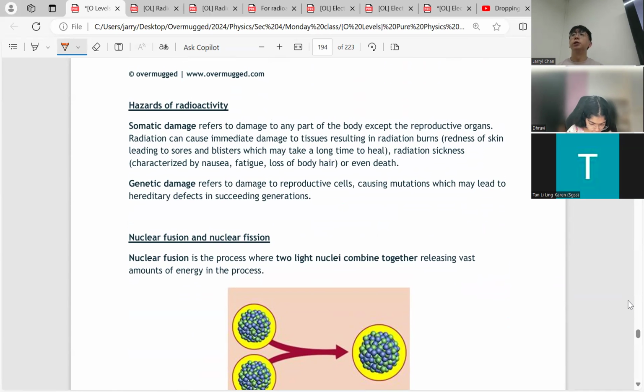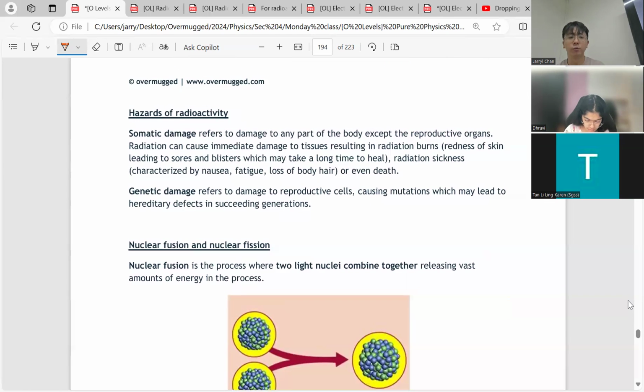Why so? Because gamma rays can penetrate into the human body. So for hazards, you can think of it as gamma rays can penetrate through human skin, leading to things like this. The somatic and genetic damage, take it as an FYI.